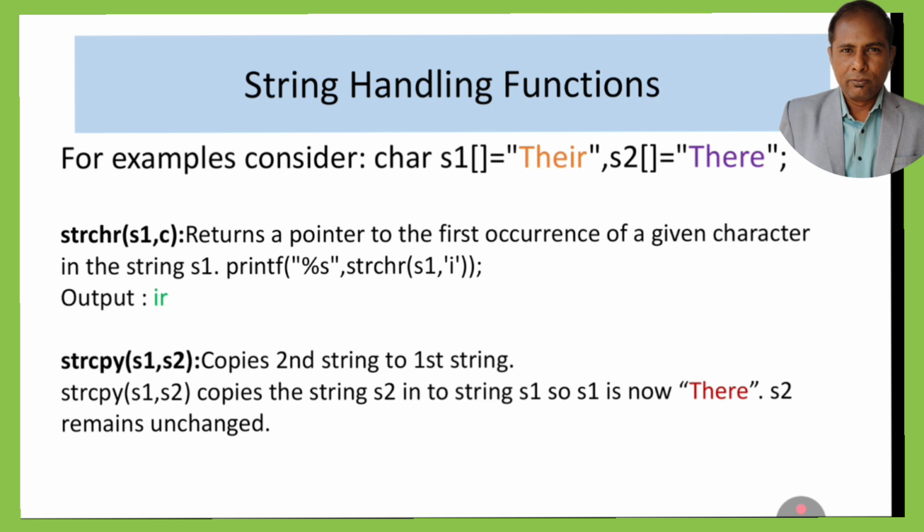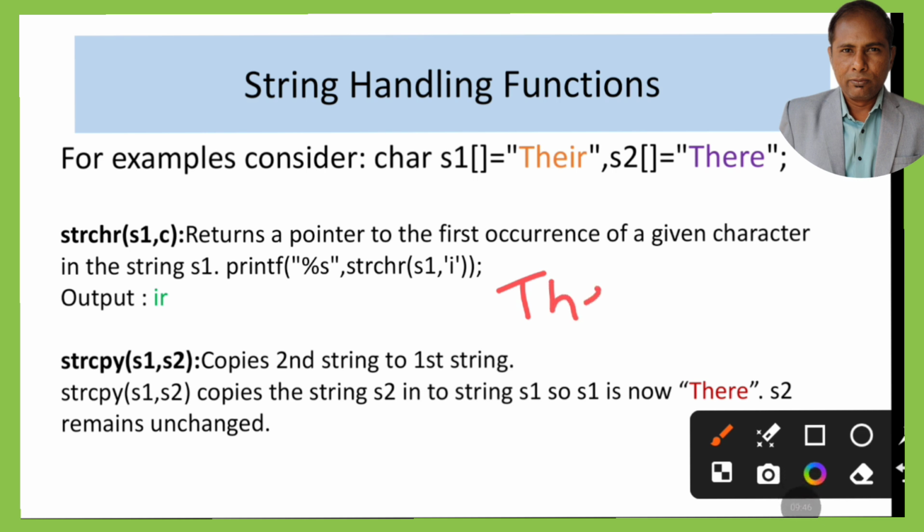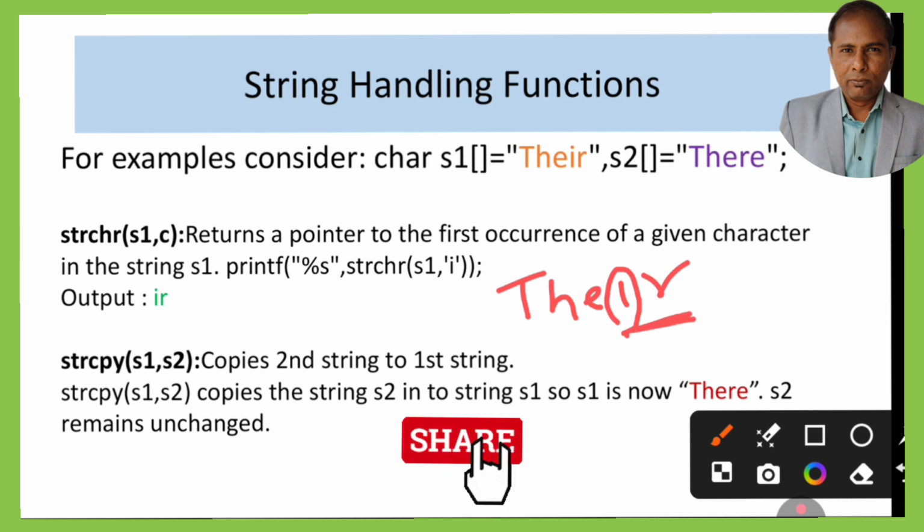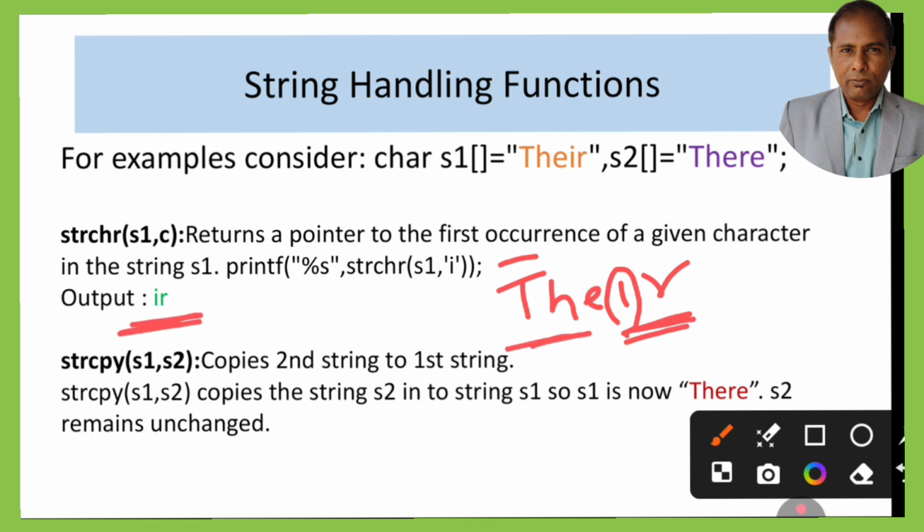Strchr returns the string pointer to the first occurrence of a given character. If I am writing strchr(s1, 'I'), for example, where s1 is capital THEIR, the pointer will come to the place of I. So this will return the string from this place. It will remove the earlier portion, and the answer will be IR.